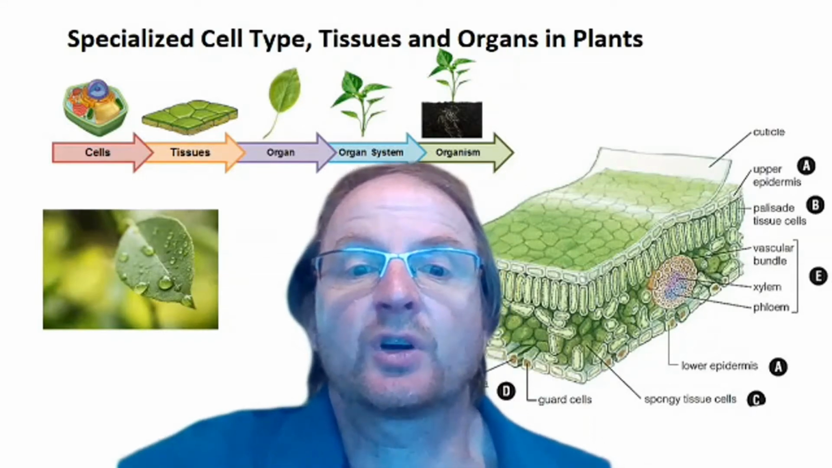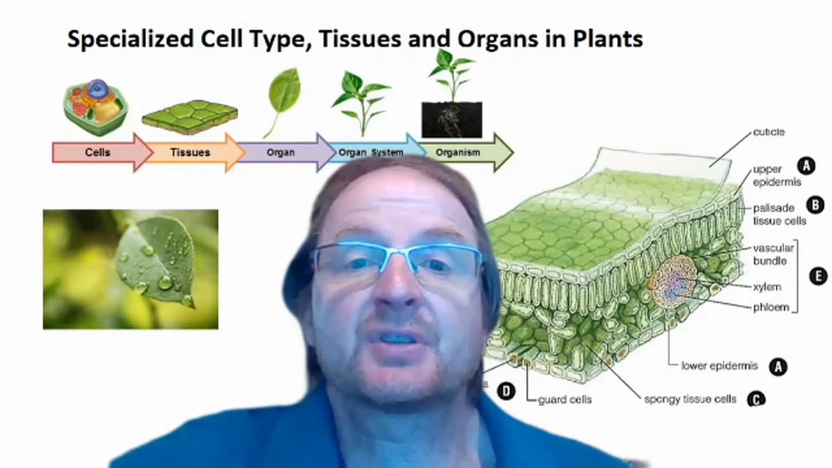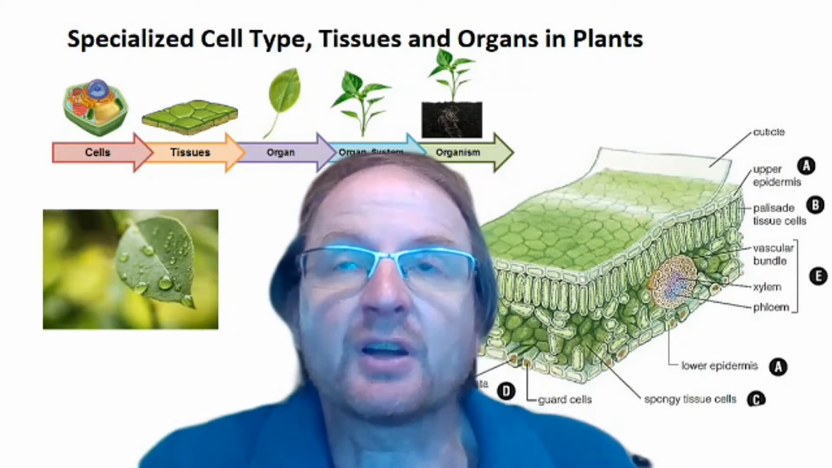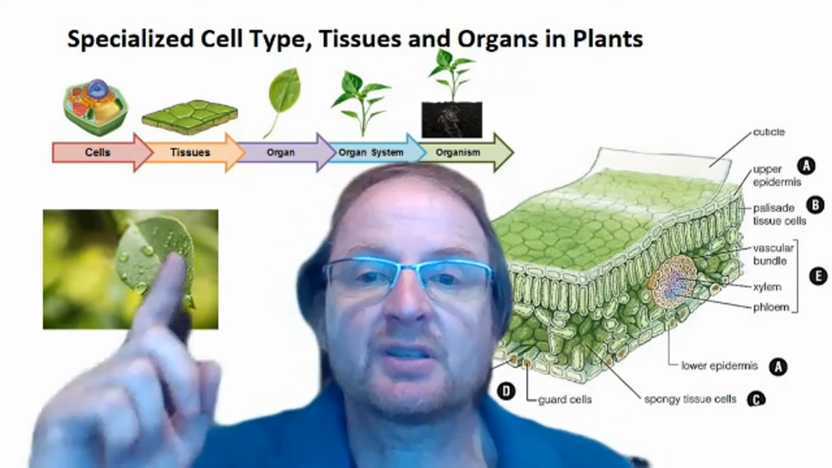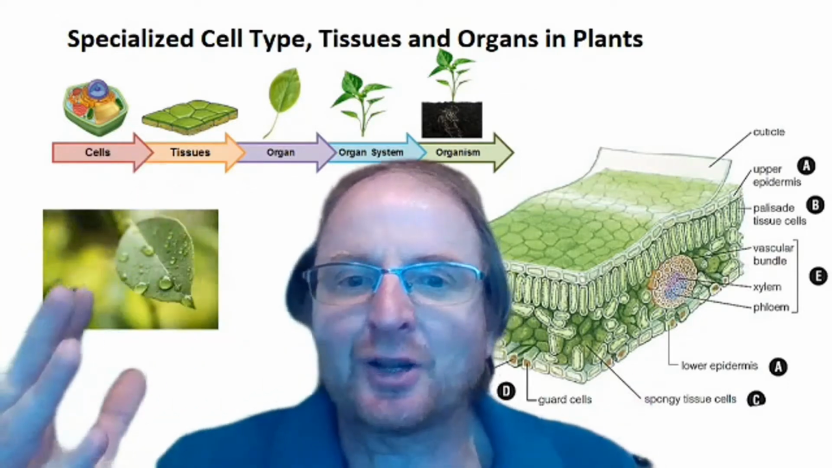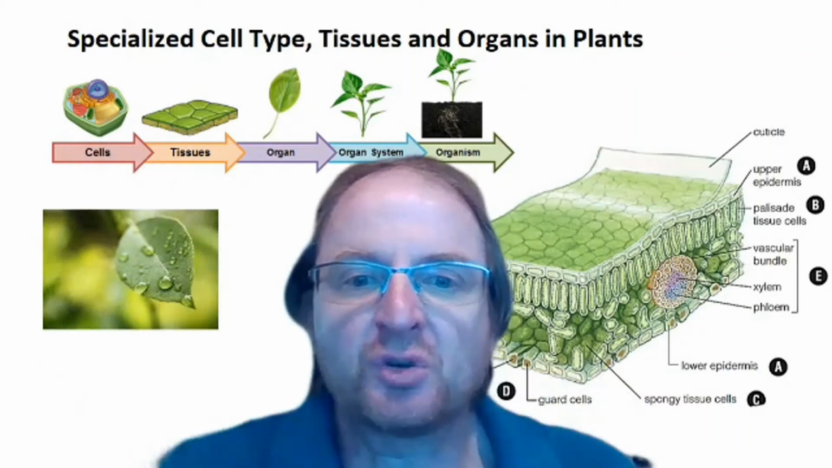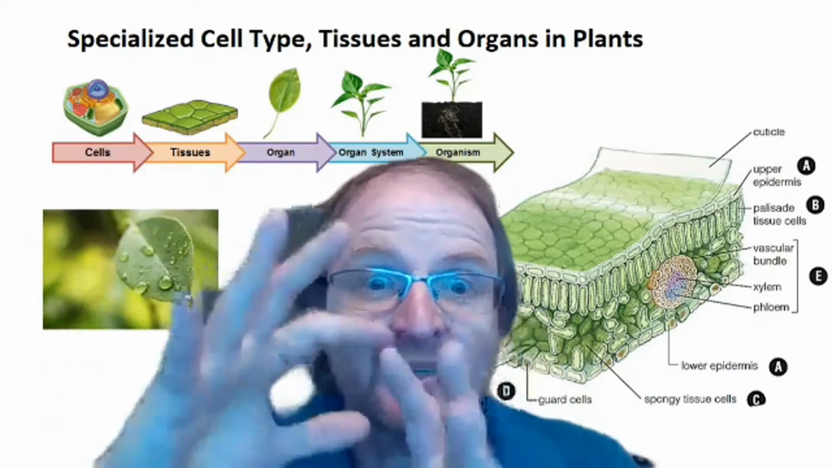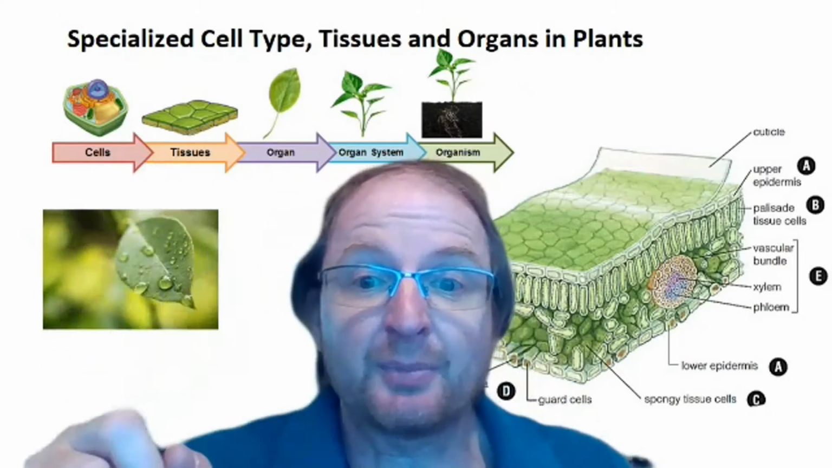All right, in this video, we're going to look at specialized cell types, tissues, actually basically organs in plants. And of course, this is how an organism is organized. A multicellular organism is made up of many trillions of cells, but those cells are organized into tissues, which organize themselves into an organ, say, for example, like a leaf, right?